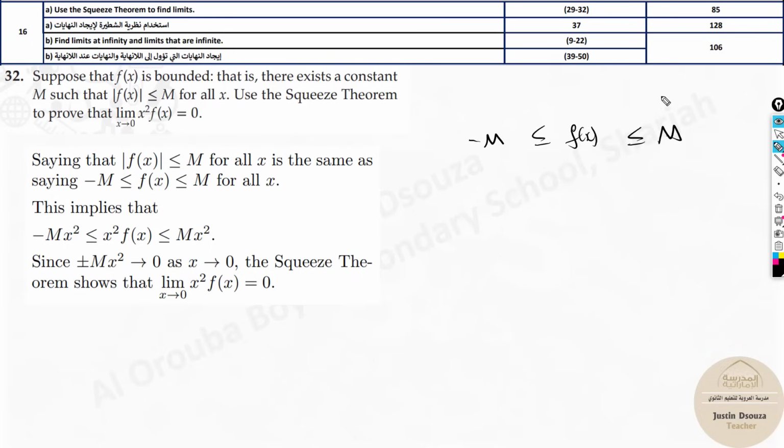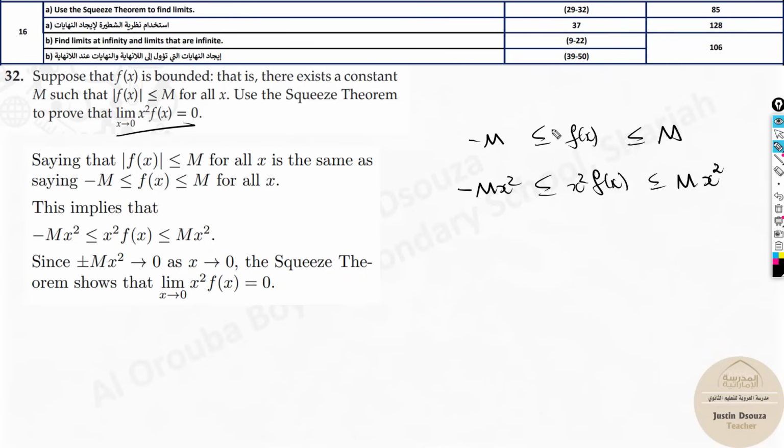Now all you do is multiply x squared throughout. Why? Because this is what the question is. So if you multiply x squared, it will be minus m x squared less than or equal to x squared f of x less than or equal to m x squared. I'm writing this m first because it's the constant. It's just a number like 2, 3, 4, or 1, minus 1, plus 1 like that. If this is 1, this is also 1 only, but it will be only a sign difference.